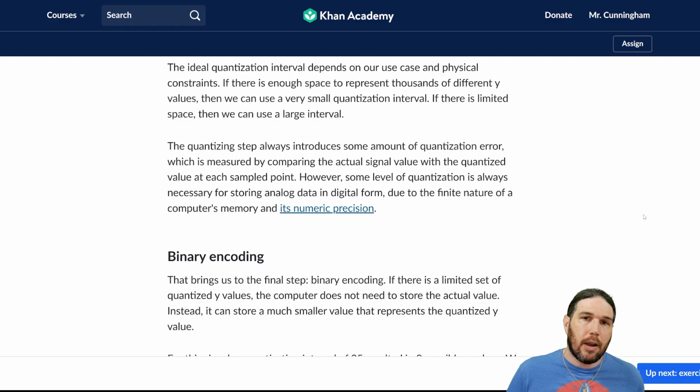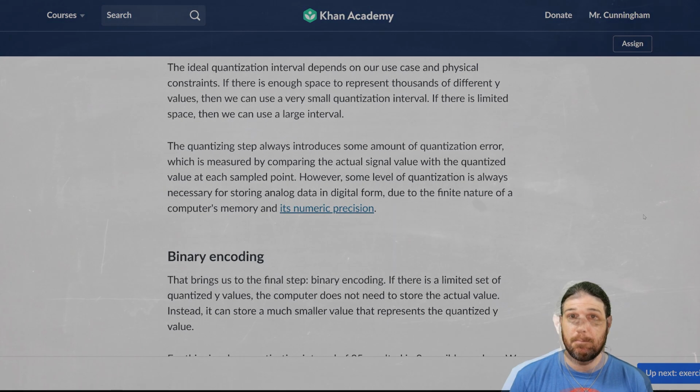Again, we are trading off how big the file is against how close it is to real life. The quantizing step always introduces some amount of quantization error, which is measured by comparing the actual signal value with the quantized value at each sampled point. However, some level of quantization is always necessary for storing analog data in digital form, due to the finite nature of a computer's memory and its numeric precision. Whether we choose to round at 25 volts or 1 volt or 0.1 volts, at some point we are rounding. And we just get to determine how close our interval is going to be.